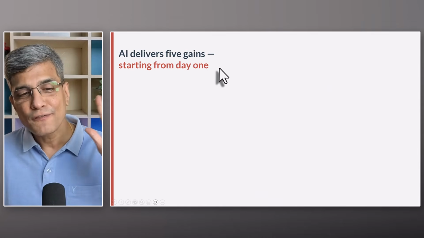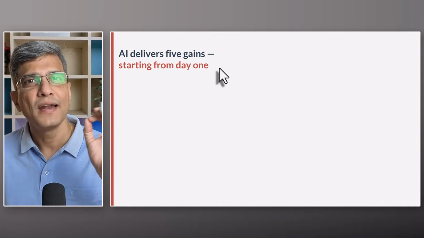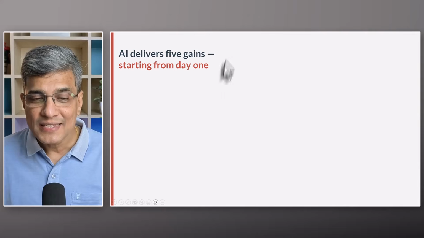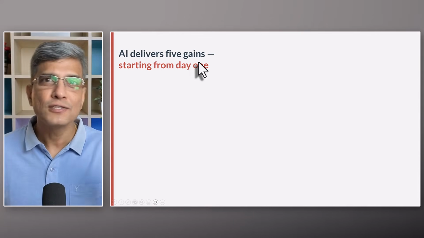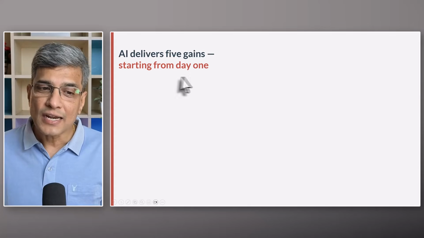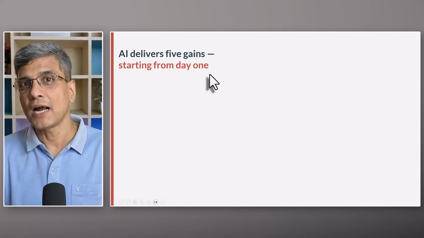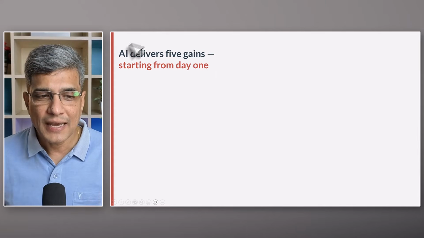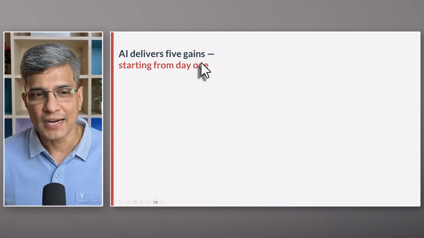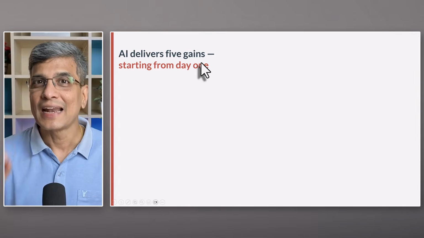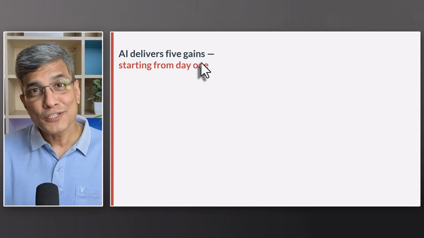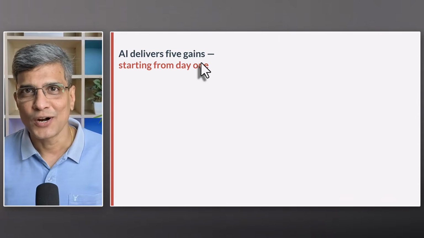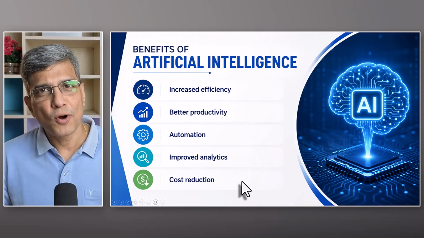AI delivers 5 gains starting from day 1. Now, this is an opinion. People can argue why 5 gains? It could be 4 gains or 6 gains. And why is it starting from day 1? I feel that it starts only after a week. So people can have an opinion on this slide title because it is a claim. And that is the trick. When you make a claim on your slide title, it forces your audience to engage with the content of your slide. Now, let us go to the body content here.